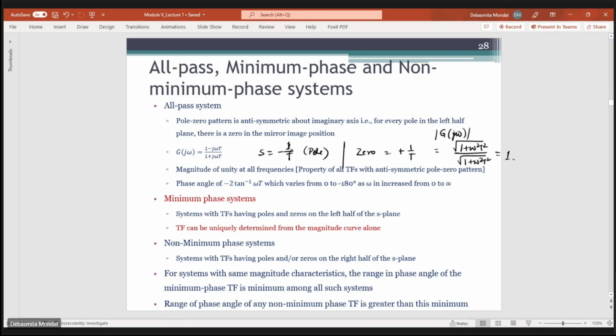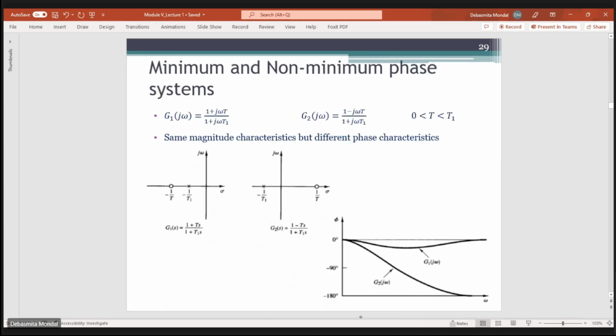Okay, and in case of a non-minimum phase system, some of the poles and zeros lie on the right half of the s-plane. In that case, the magnitude curve for both the minimum and non-minimum phase systems will be the same, but the phase curves will be different. And the range of phase angle for a non-minimum phase transfer function is obviously greater than the phase range of the minimum phase system.